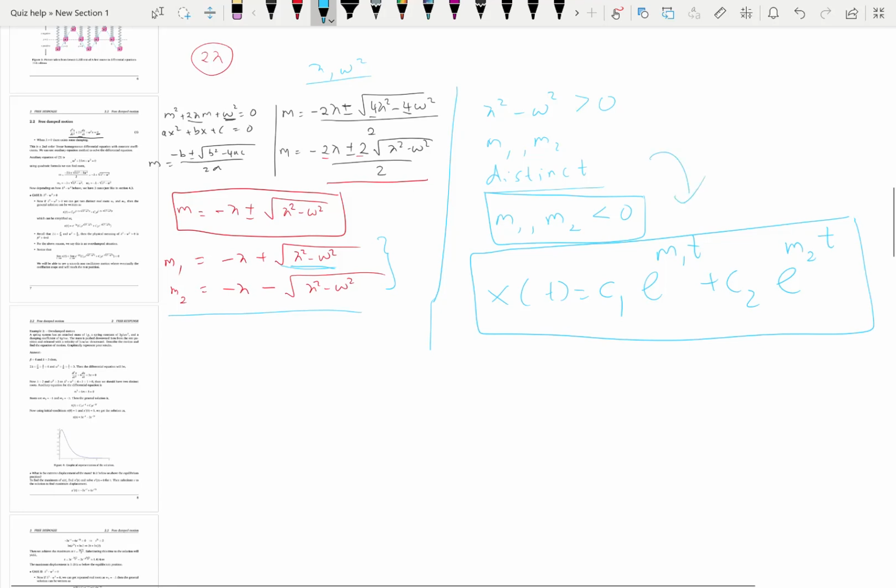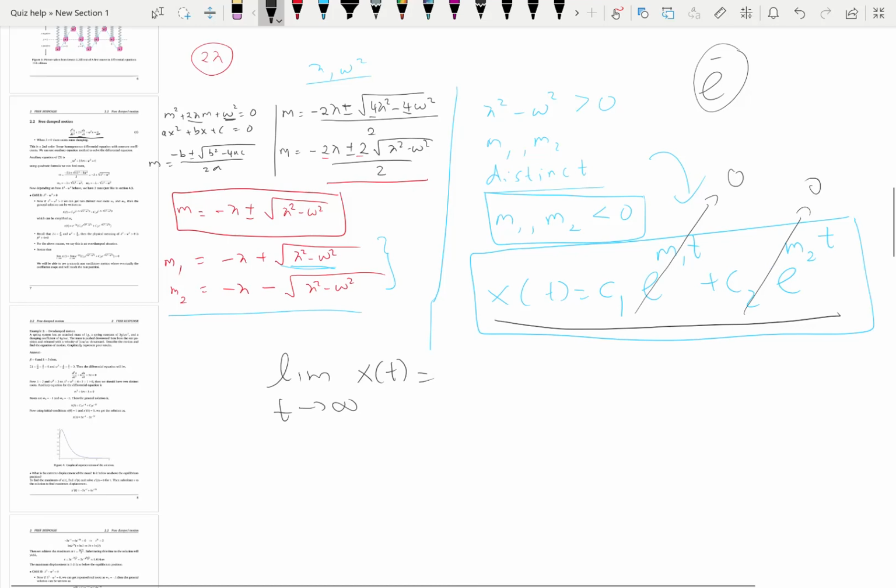Now, you assume that you have distinct roots. Can you tell me the physical explanation of this solution? Let's analyze this. What is the limit of displacement when t goes to infinity? Remember, m1 and m2 are negative numbers. So when time approaches infinity, what happens to this term? This is e to the negative something, a negative exponent, so this is an exponential decay. It will approach 0. This term will approach 0, so the solution x will approach 0.